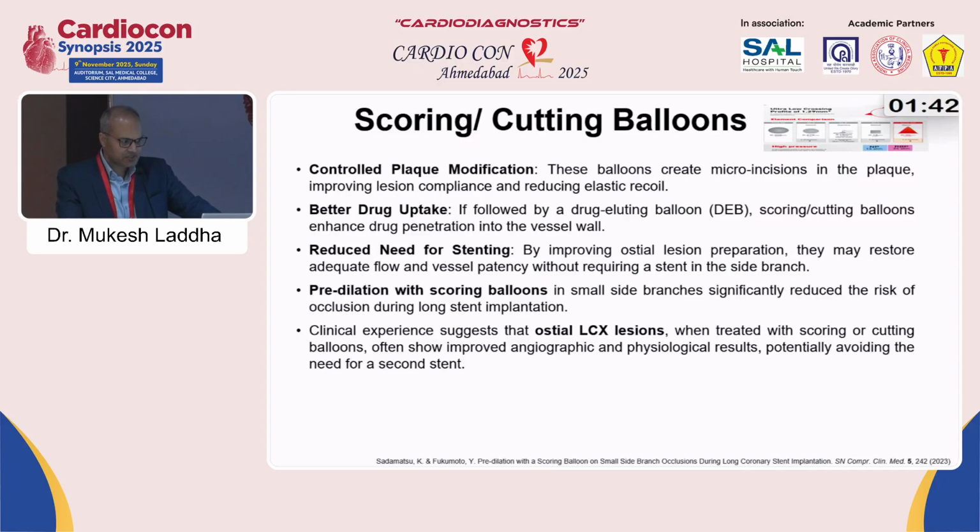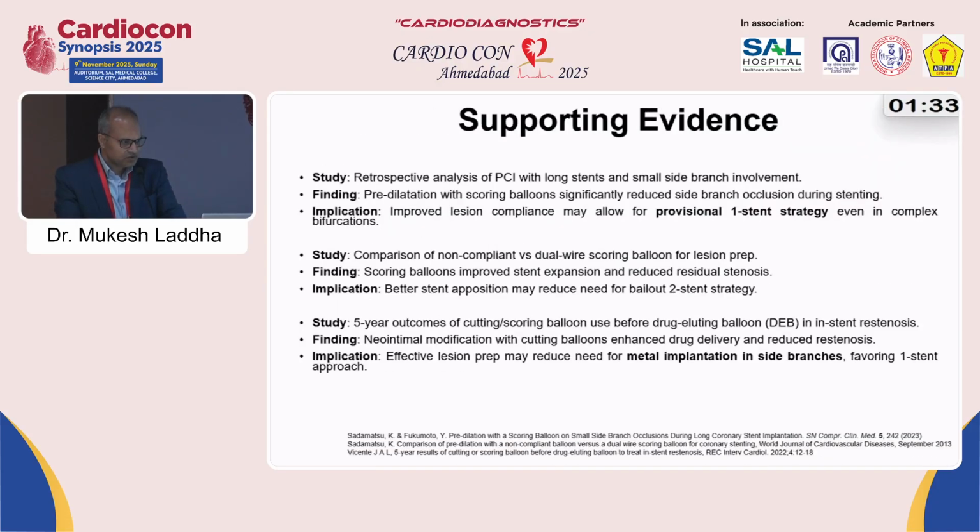Pre-dilatation with a scoring balloon in small side branches significantly reduces the risk of occlusion after long stent deployment. So there is supportive evidence in favor of the scoring balloon when you use a long stent. It improves the overall chances of provisional stenting and reduces the second bailout stent.